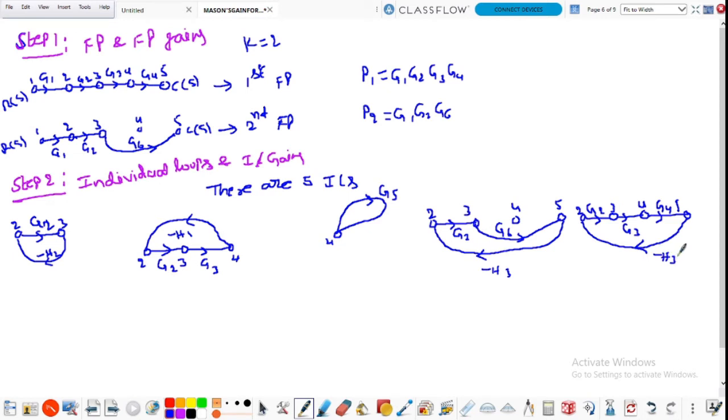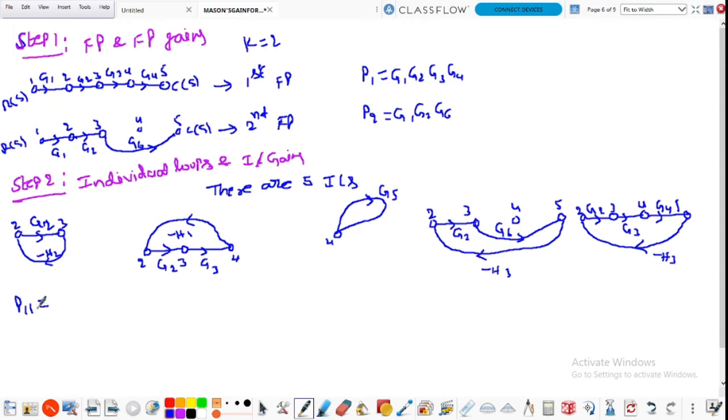So these are the 5 individual loops, and after that calculate the individual loop gain. What is the definition of the individual loop gain? Individual loop gain is the product of the branch transmittances of the loop. Now here totally there are 5 individual loops, so calculate each individual loop gain. This is the first individual loop, and its gain is denoted as P11.